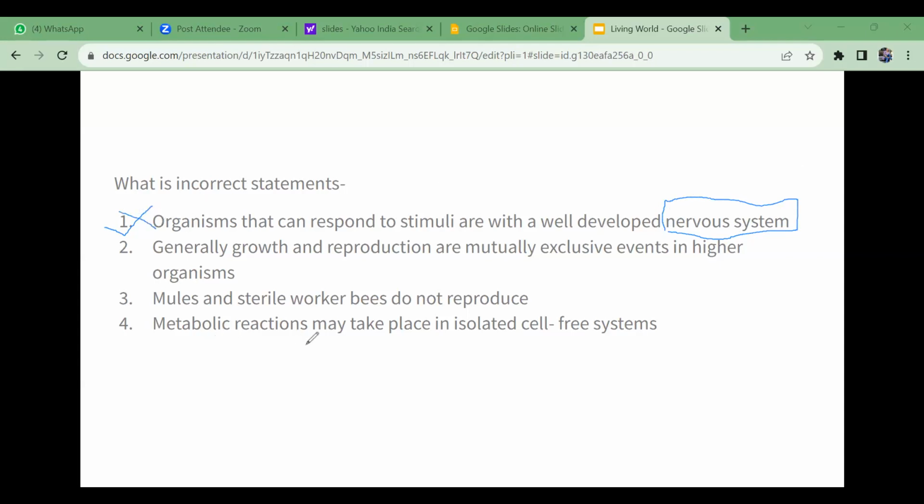This is correct: metabolic reactions may take place in an isolated free system. Metabolic reactions can happen in the lab. This is absolutely correct.